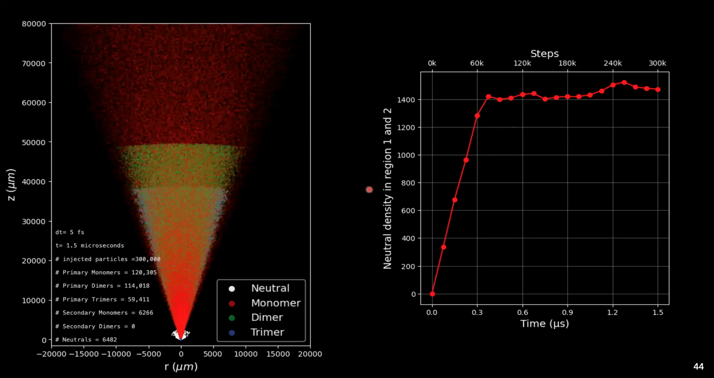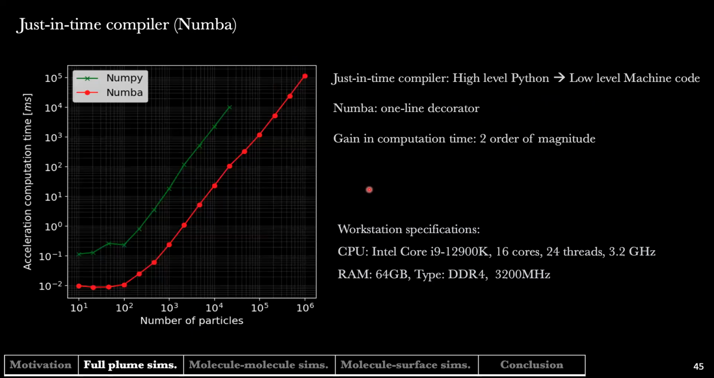And then we try to increase the performance of the code by using a just-in-time compiler called Numba that we use with NumPy. And the role of the just-in-time compiler is to translate the high-level Python into a low-level machine code that is much faster. And as we can see, we gain about 2 orders of magnitude in terms of the computation time of the acceleration.